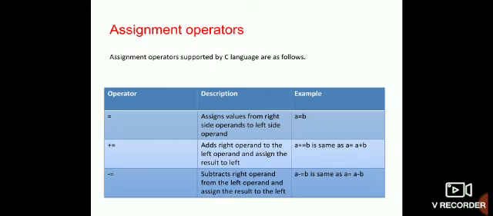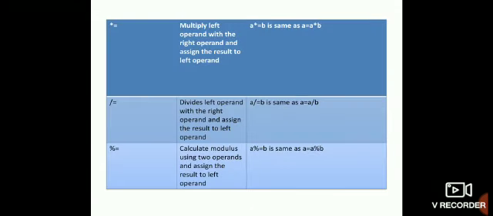The next assignment operator is minus equal to, which subtracts the right operand from the left operand and assigns the result to the left operand. That is A equals A minus B, which is written as A minus equals B. The next assignment operator is multiplication equal to, which multiplies the left operand with the right operand and assigns the result to the left operand. That is A equals A multiplied by B, which can be written as A multiply equals B.